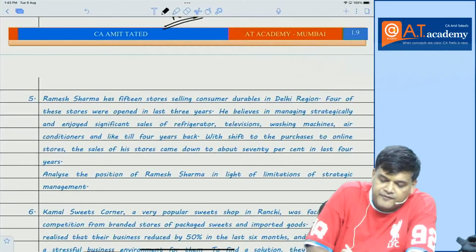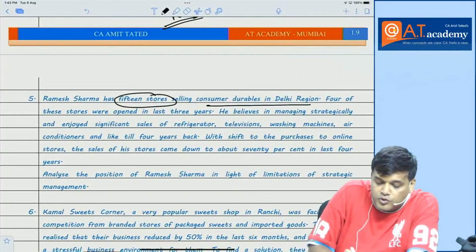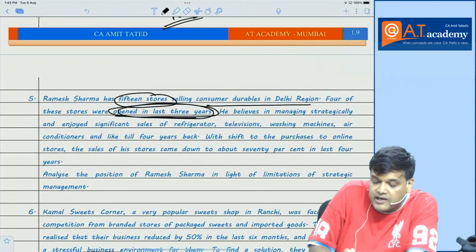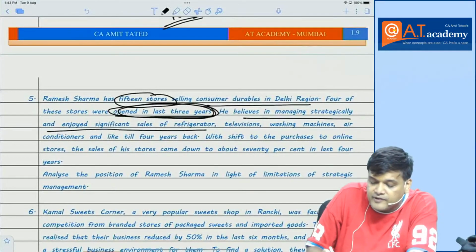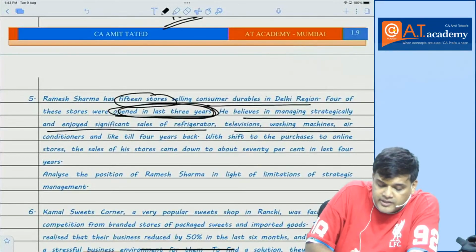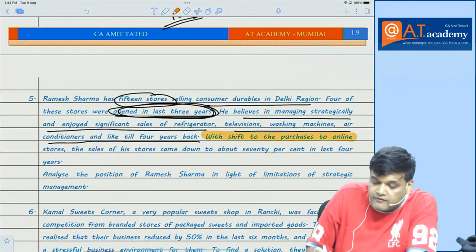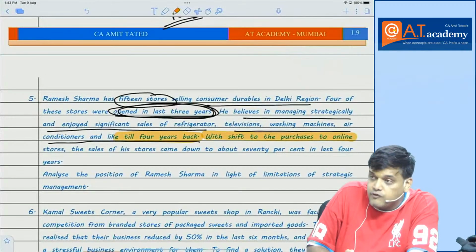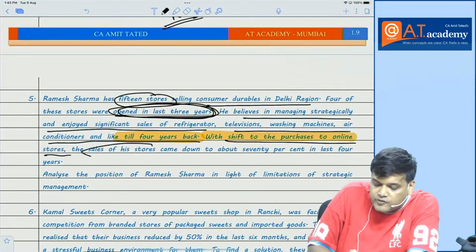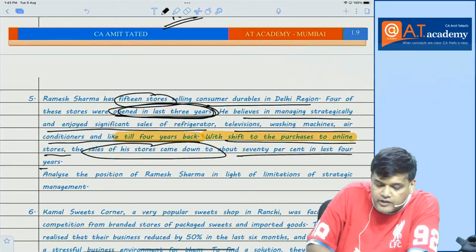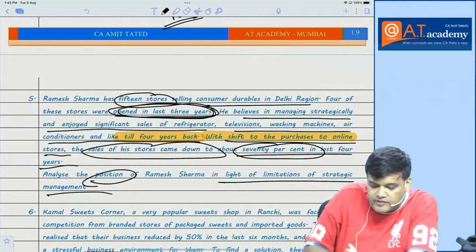Ramesh Sharma has 15 stores selling consumer durables in the Delhi region. 4 of these stores opened in the last 3 years. He believes in managing strategically and enjoyed significant sales of refrigerators, televisions, washing machines and air conditioners till 4 years back. With a shift in purchase to online stores, the sale of his stores came down about 70% in the last 4 years. Analyze the position of Ramesh Sharma in the light of the limitations of SM.